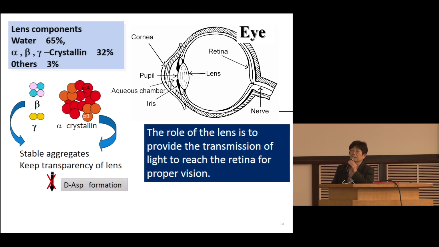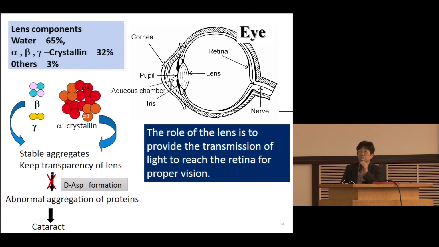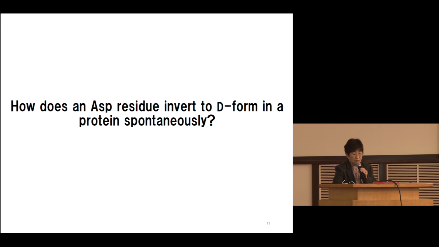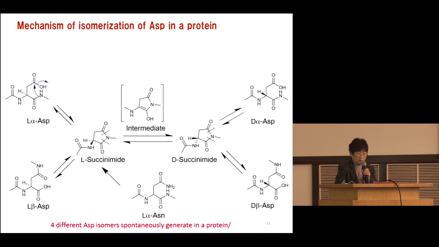But during aging, D-aspartate is generated in these crystallins, and abnormal aggregation of proteins occurs. This is linked to cataract. So, how does an Asp residue invert to D form in a protein spontaneously? Here is a mechanism of isomerization of aspartic residues in a protein.